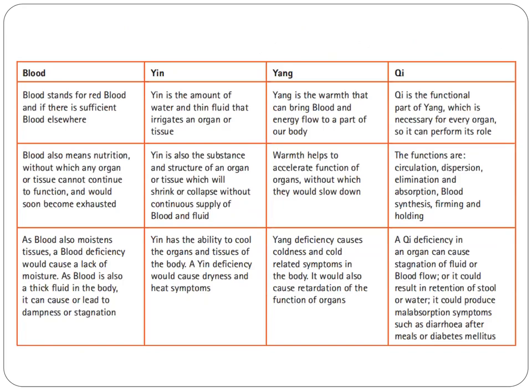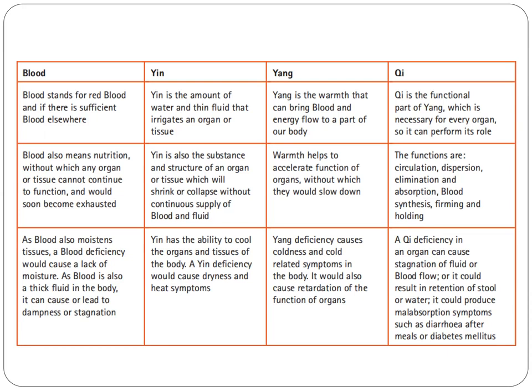So first we have the blood. The blood stands for red blood, and if there is sufficient blood elsewhere. Blood also means nutrition, without which any organ or tissue cannot continue to function and would soon become exhausted. As blood also moistens tissue, a blood deficiency would cause a lack of moisture. As blood is also a thick fluid in the body, it can cause or lead to dampness or stagnation.